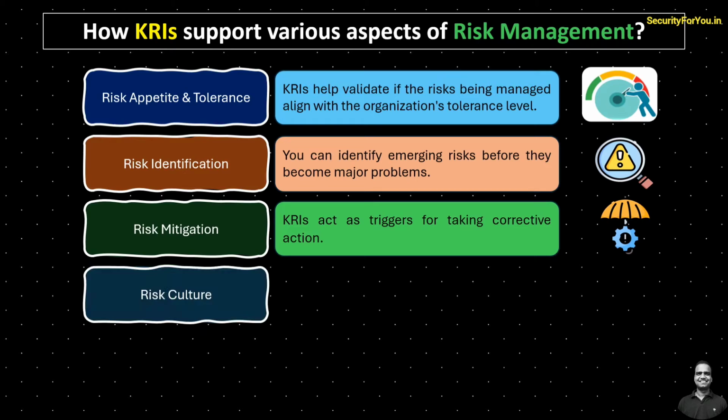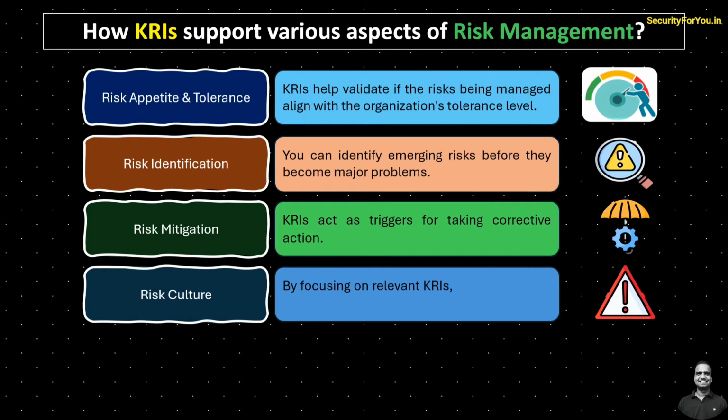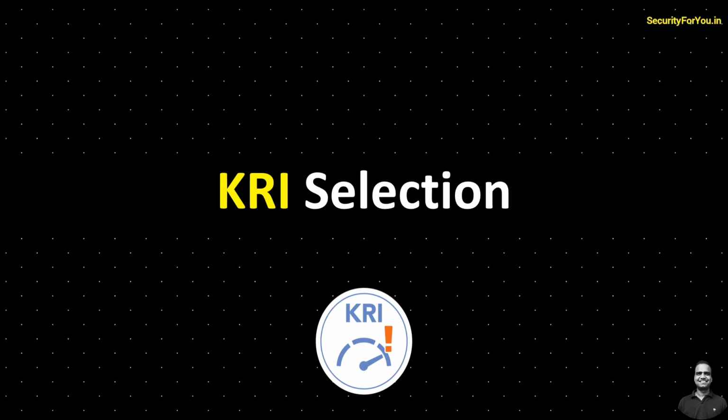KRIs also support risk culture. By focusing on relevant KRIs, the organization emphasizes areas that require attention. For example, tracking antivirus updates promotes a security-aware culture within the company. How to select KRIs for your organization. Selecting key risk indicators requires careful consideration to ensure they effectively monitor and predict risks.